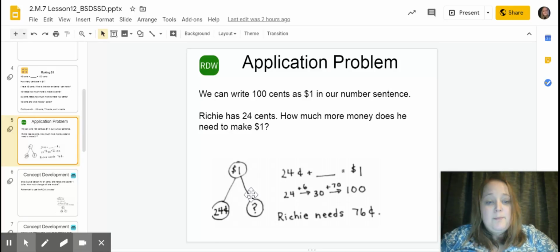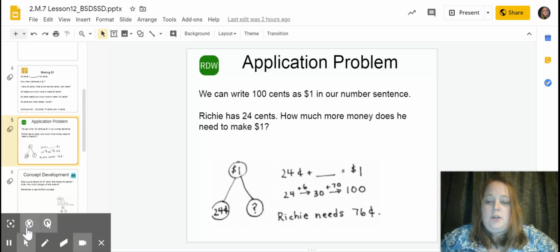And now I'm missing another part. So how am I going to get that missing part? Let's see. If I have 24 and I need to add on to that to get $1, because I know that two parts are equal to a whole. So I know that my two parts are equal to my whole.